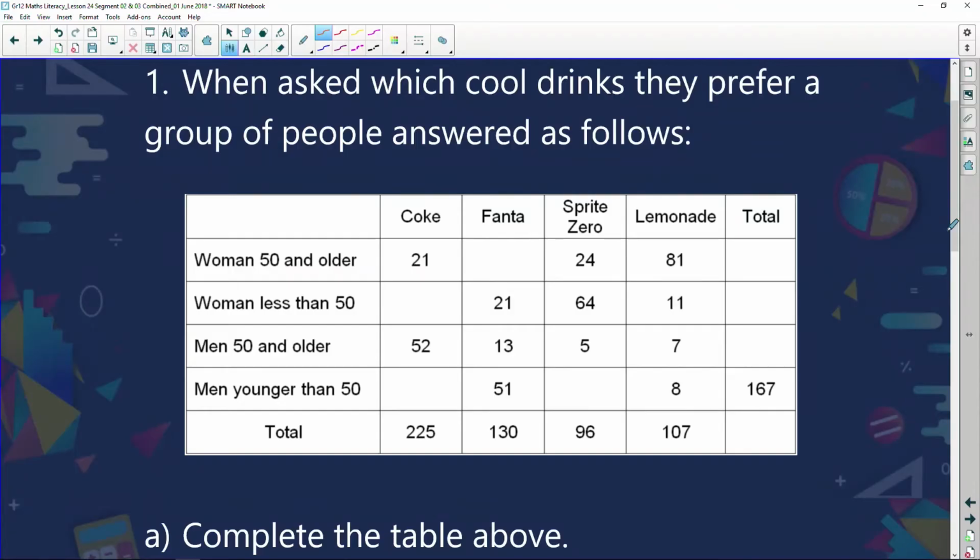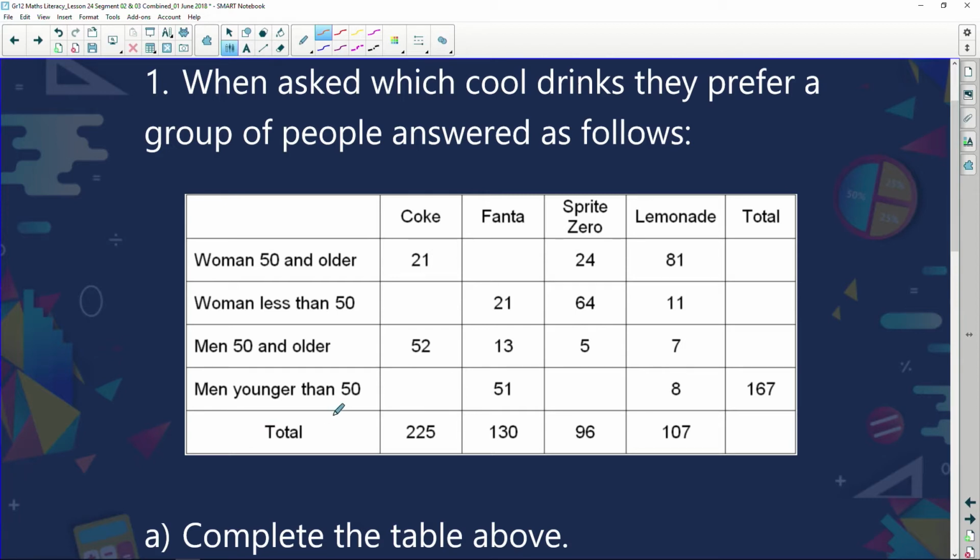Let's look. First of all, we've got how many people prefer Coke, Fanta, Sprite Zero, lemonade. And then they give us a total, okay? And this is a total for women 50 and older. Then women less than 50, what cold drinks do they like? And how many of those women did we interview? Men 50 and older, how many men are there who prefer Coke, Fanta, Sprite, lemonade? And what's the total number of men 50 and older that we interviewed, and men younger than 50.